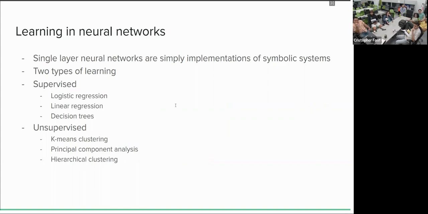So single layer neural networks are implementations of symbolic systems. What I mean by that is that we took, for example, this knot and we implemented it. There's not as much we could do with them as with multi-layered networks, but things like this we could do. There are two types of learning: supervised and unsupervised learning.